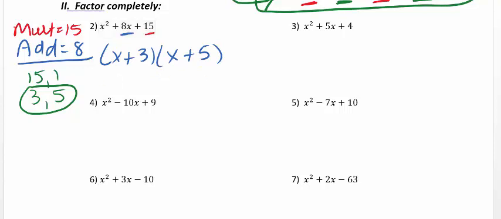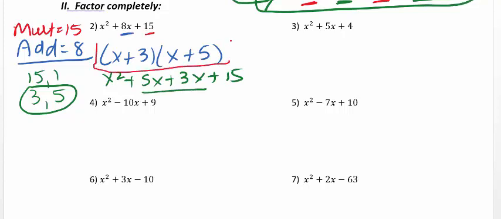We can always FOIL it back out to check. So we'll just double check here. x times x is x squared plus 5x plus 3x plus 15, and yes, indeed, those middle terms do add together to be 8x. So we have factored.